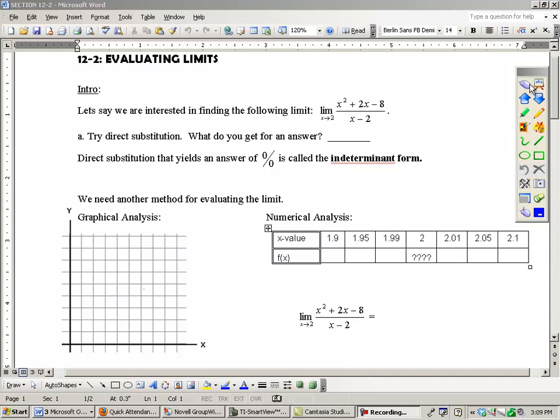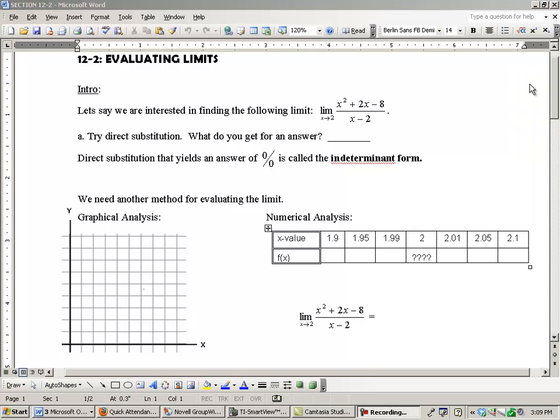Welcome to section 12.2. We're evaluating the limits that we did in section 12.1. Now the last question we answered in section 12.1 was a limit where we could not directly substitute. Look back at that real quick and see what I'm talking about. But this is the idea: what happens when we can't direct substitute?